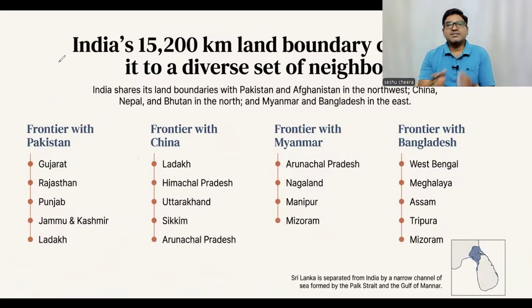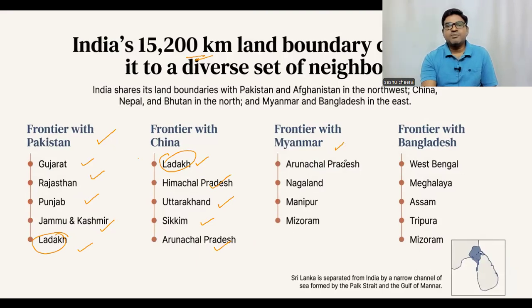Let us see. India has a land boundary of 15,200 kilometers, covering a diverse set of neighbors. The states that share a frontier with Pakistan are Gujarat, Punjab, Rajasthan, Jammu and Kashmir, and Ladakh, whereas some also share a boundary with China. Common states you can identify: one is Ladakh, as you can see, which shares a boundary with China and Pakistan, then Himachal Pradesh, Uttarakhand, Sikkim, and Arunachal Pradesh.